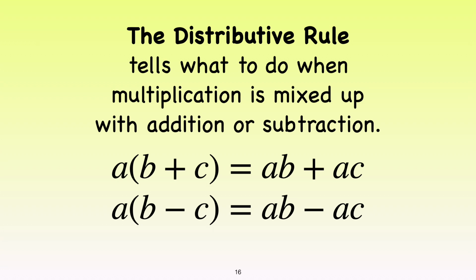Here the rule is expressed in variables. In the first example, the a is multiplied to a sum. In the second example, the a is multiplied to a difference. In each example, the a is distributed to the terms of the group. Remember, terms are expressions that are added or subtracted.